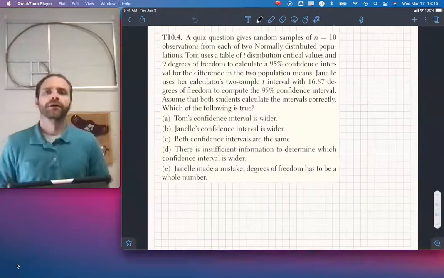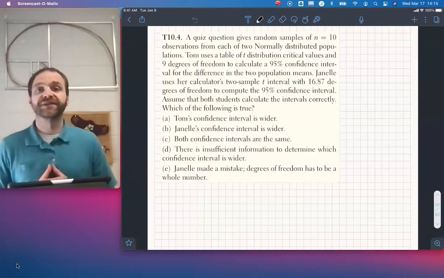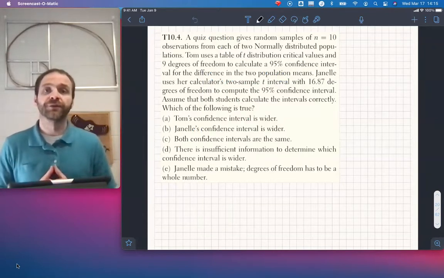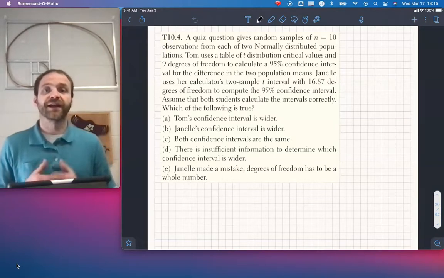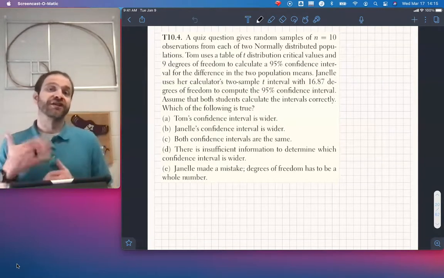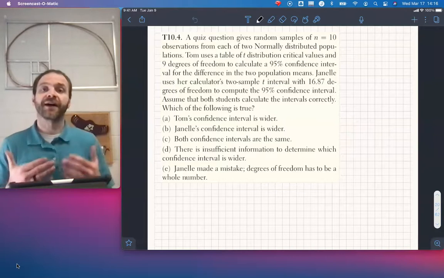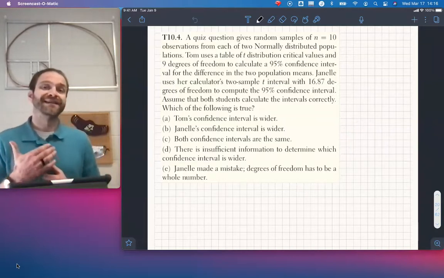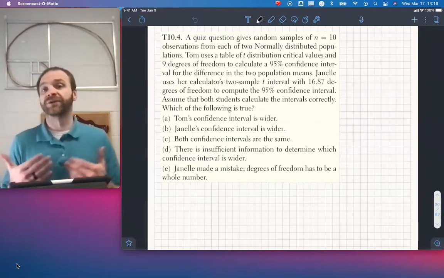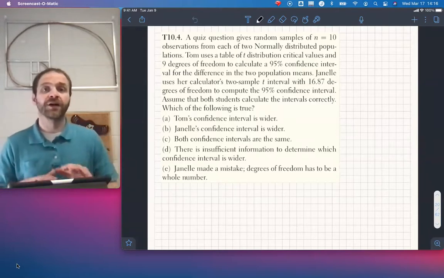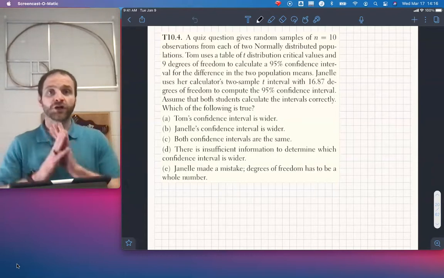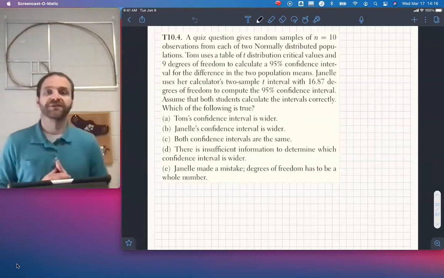Now let's look at 4. A quiz question gives random samples of n equals 10 observations from each of 2 normally distributed populations. Tom uses a table of t distribution critical values and 9 degrees of freedom to calculate the 95% confidence interval for the difference in the 2 population means. Janelle, on the other hand, uses technology, her calculator, for the 2 sample t interval and gets 16.87 degrees of freedom to compute the 95% confidence interval. Assume both Tom and Janelle did the intervals correctly. They made no mistakes. Which of the following must be true?